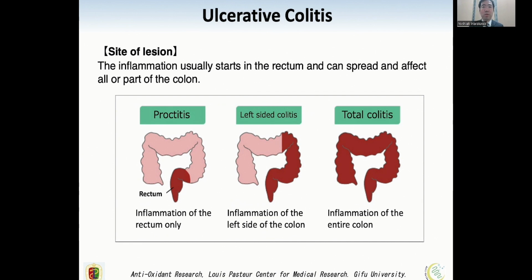The inflammation usually starts in the rectum and can spread and affect all parts of the colon. Ulcerative colitis is classified into the following types according to the extent of inflammation. Proctitis type, in which inflammation affects only the rectum. Left-sided colitis type, in which inflammation affects the left side of the colon. And total colitis type, in which inflammation affects the entire colon.